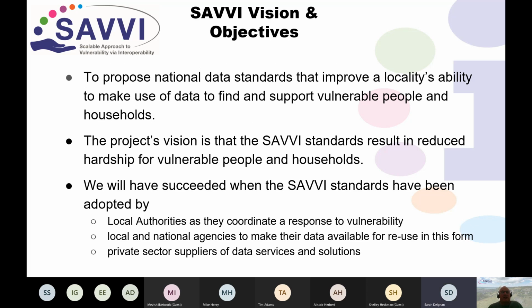So SAVVI is about data and data standards, and our objective is to agree the right standards and get them adopted by local authorities, departments, and suppliers of data services.